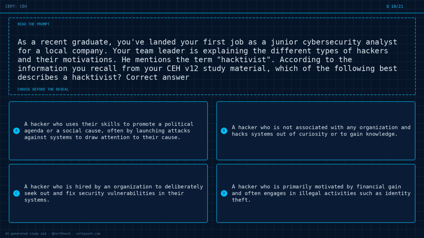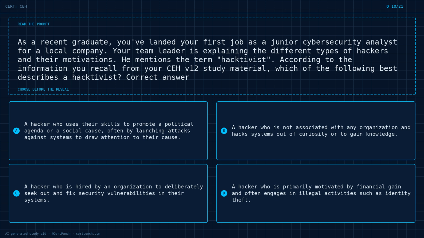Question 10 of 21. As a recent graduate, you've landed your first job as a junior cybersecurity analyst for a local company. Your team leader is explaining the different types of hackers and their motivations. He mentions the term hacktivist. According to the information you recall from your CEH V12 study material, which of the following best describes a hacktivist?